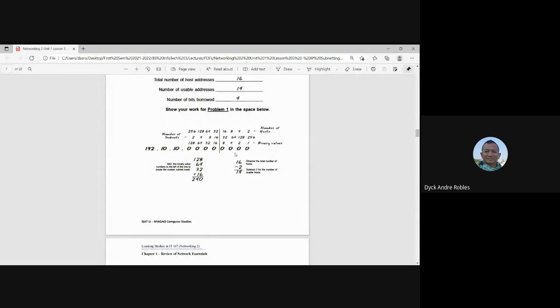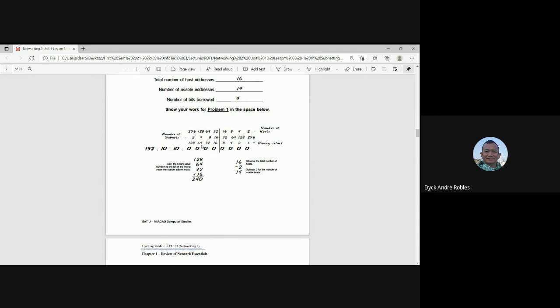And then on the row above that, we count again in powers of 2, because the smallest number of subnets is 2: 2, 4, 8, 16, 32, 64, 128, and 256. The top row is reversed. Starting from the right going to the left, that is the number of hosts. The row below, starting from left to right, is the number of subnets.